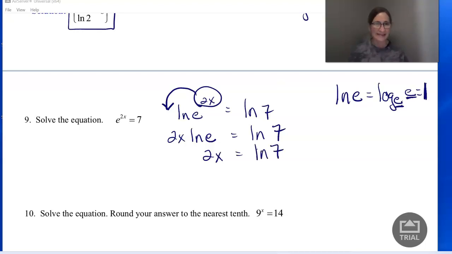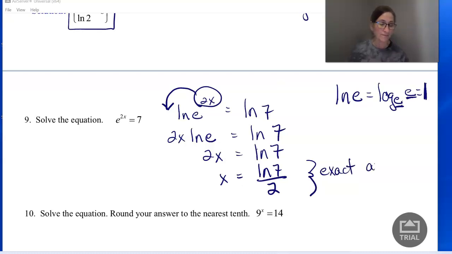I want x all by itself, so I'm going to divide both sides by 2. X is equal to natural log 7 over 2. It's not asking me to round anything, so that means it wants this as an exact answer. So that's my exact form. If it was asking me to round to the nearest tenth, like it's asking in this next problem, then that means I need to find the decimal.